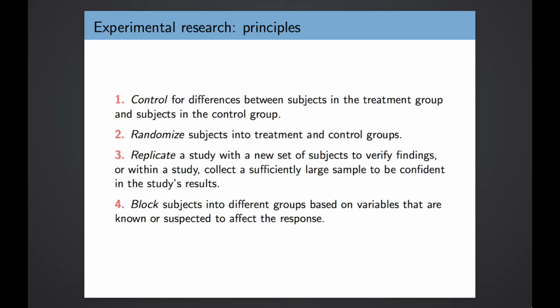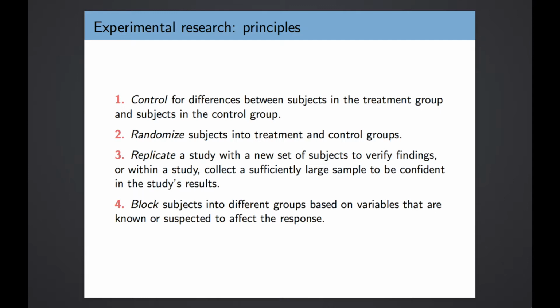This means that if I have my pool of potential subjects for my experiment, each of those potential participants has a 50-50 chance of ending up in the treatment group or the control group. So there's nothing about any of those individual participants that makes them more likely to end up in treatment or more likely to end up in control. It's a completely random process.